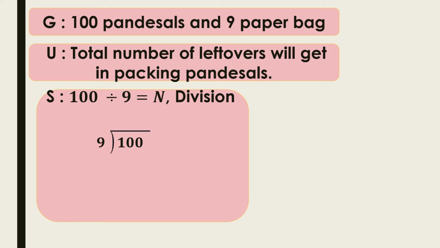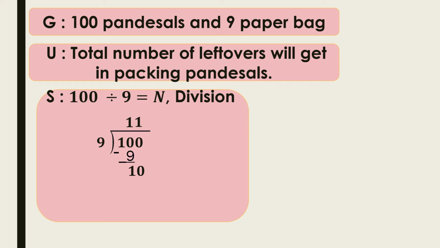When you were in grade 3, your teacher taught you how to use the division house or the repeated subtraction. So you may review it. So next, 100 divided by 9. So 1 times 9 equals 9, and you subtract it. Then 10 minus 9 equals 1, then bring down 0.